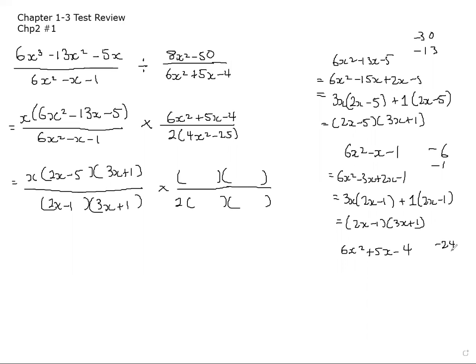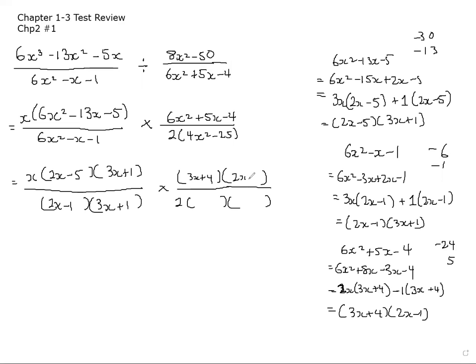Two numbers that are going to multiply to negative 24, but add to 5. Positive 8, negative 3. That's going to be common factoring the first two terms. That's going to be 2x, leaving me 3x plus 4. And I'm going to factor out a negative 1. Reason being, you always want the x term to be positive. So if you have a negative 3x, how do you make that positive? Divide out a negative 1. This numerator turns into 2x minus 1. So the top is 3x plus 4, 2x minus 1.